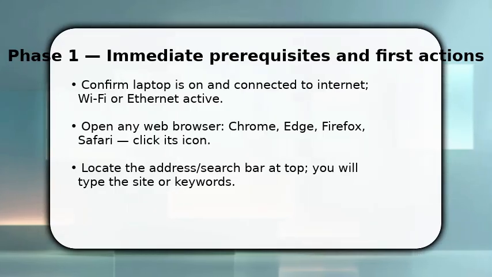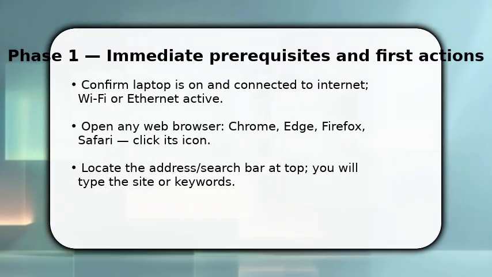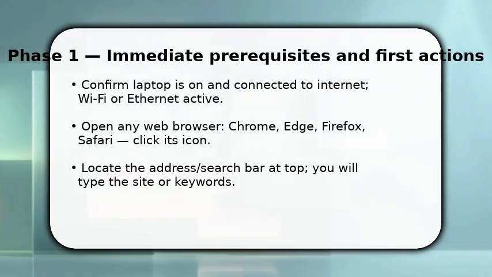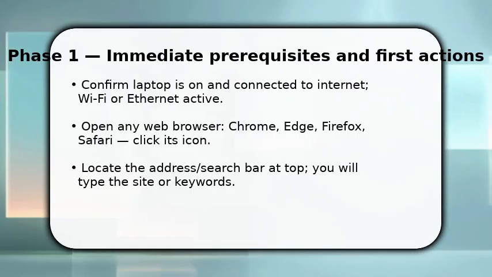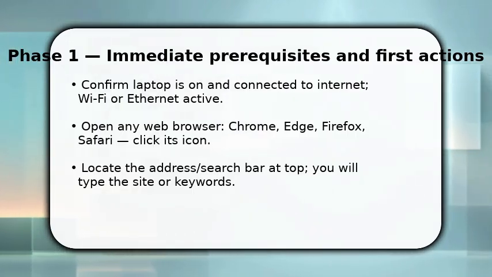You already have the essentials: power and a working network connection. First, open a web browser, Chrome, Edge, Firefox, or Safari, because Google is a website you reach through one. Once the browser window appears, focus on the address or search bar at the top. This is where you type. Make sure the cursor is blinking in that bar, then continue to the next step.